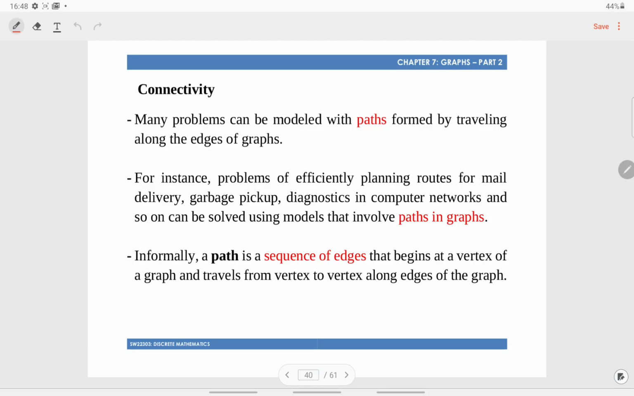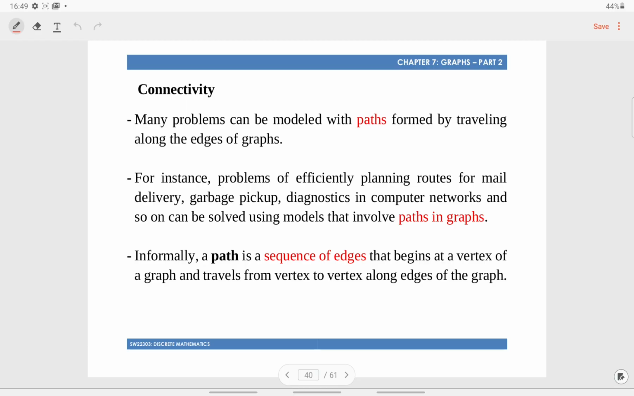We move to connectivity. Many problems can be modeled with paths formed by traveling along the edges of a graph. Path means laluan, the jalan. For instance, problems of efficiently planning routes for mail delivery, garbage pickup, diagnostics of computer networks, and so on can be solved using models that involve paths in graphs. So there are a lot of applications of paths in graphs.